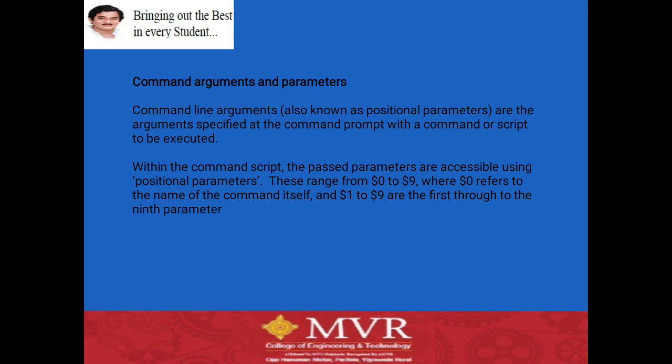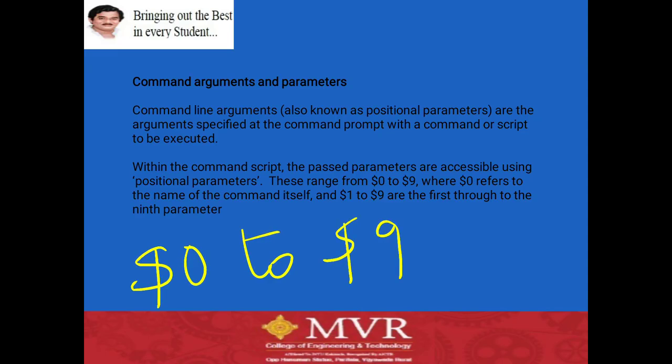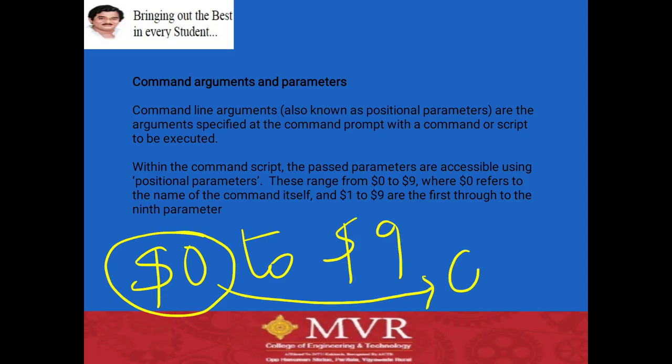So what are positional parameters? Positional parameters are denoted by $0 to $9. So only 10 positional parameters will be there for any command. Those are $0 to $9. So what does $0 contain? The $0 always contains the command which we are going to execute. So whatever command we are going to execute, that command will be stored in $0.